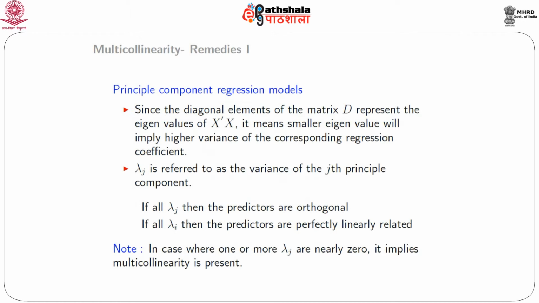So, since the diagonal elements of the matrix D represent the eigenvalues of X prime X, it means smaller eigenvalues will imply higher variance of the corresponding regression coefficients. Let lambda j refer to the variance of the jth principal component. In that case, if all lambda j equal 1, then the predictors are orthogonal, and if all lambda j equal 0, then the predictors are perfectly linearly related. In the case where one or more lambda j equals 0, it implies multicollinearity is present.